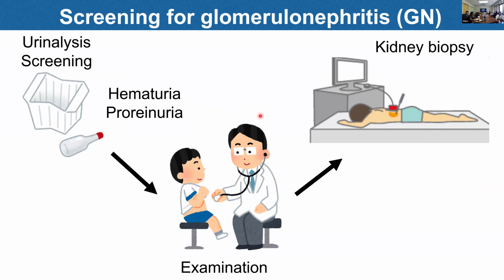So to detect glomerulonephritis earlier, many countries perform urinalysis screening in schools or workplaces. When proteinuria or hematuria is detected, the patient is basically referred to a nephrology physician. The nephrology physician examines the patient and considers whether this patient needs a kidney biopsy or not.